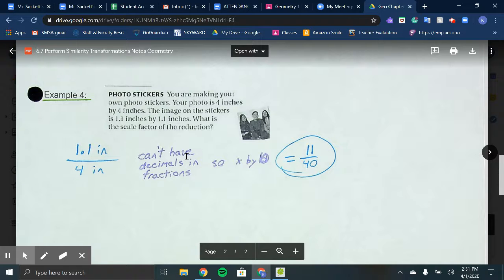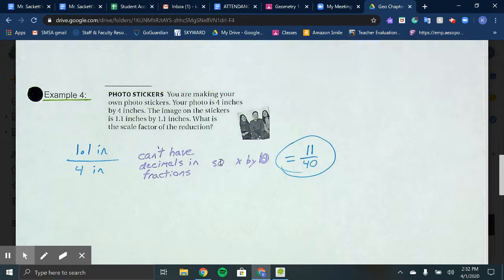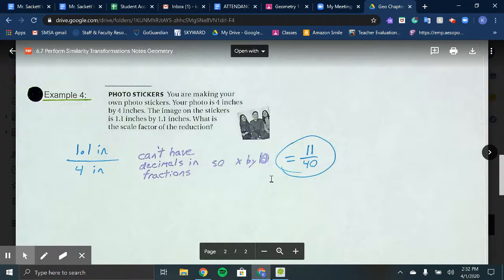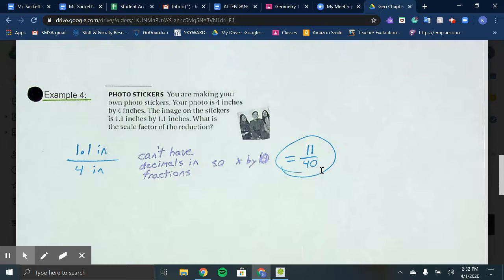We can't have decimals in a fraction though, so I multiplied the top and bottom by 10, and I figured out my scale factor is 11 over 40. I would recommend leaving the scale factor in this scenario as a fraction. If you wanted to convert it to a decimal, you could do 11 divided by 40 and write out the decimal.